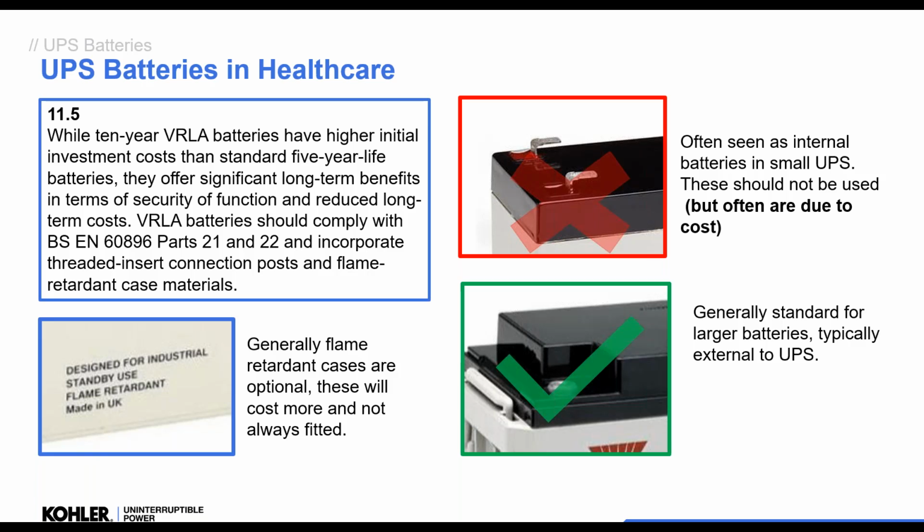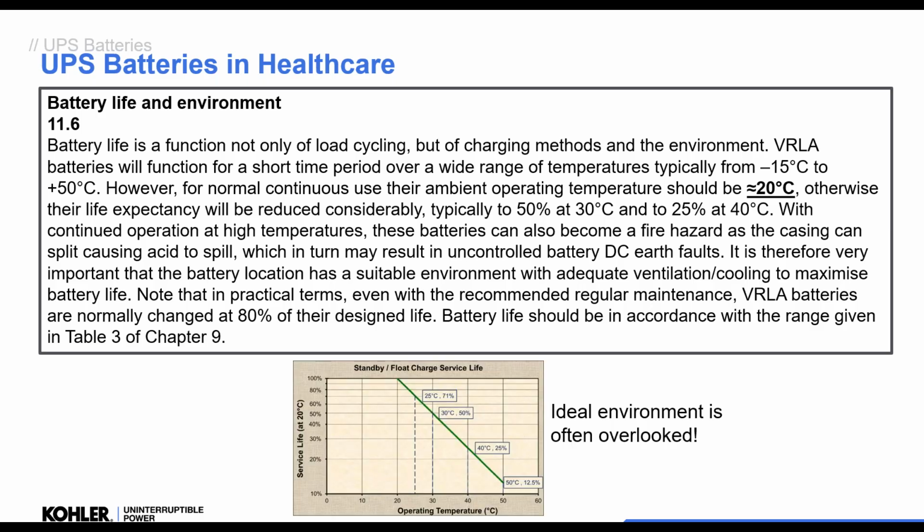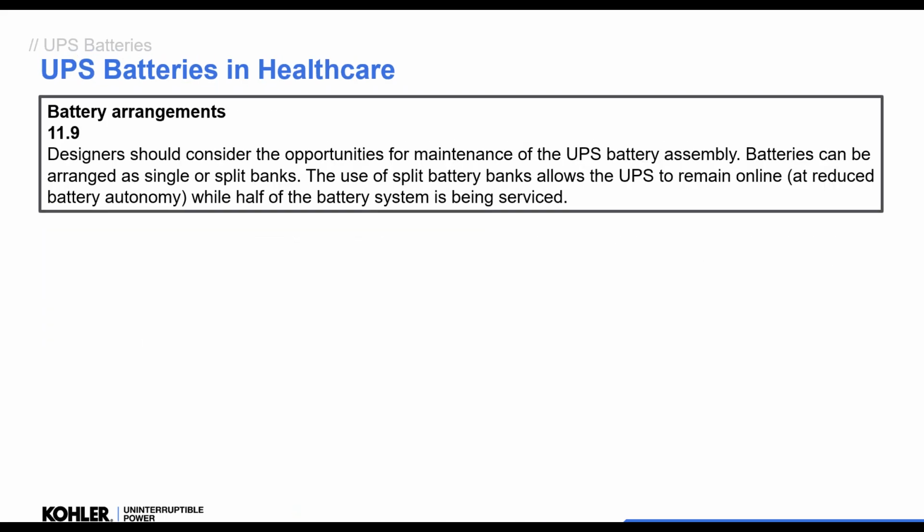So when we look at battery life and environment, it recognizes in HTM that batteries age very prematurely due to hot temperatures. So ideally we should be looking at 20 degrees. A battery will operate in various temperatures, but over 20 degrees it starts to degrade the battery quite significantly. It's often overlooked, but we can see here the hotter the temperature, the sooner the battery will age and fail prematurely. So ideally we need to keep that at 20 degrees for maximum life out of the battery.